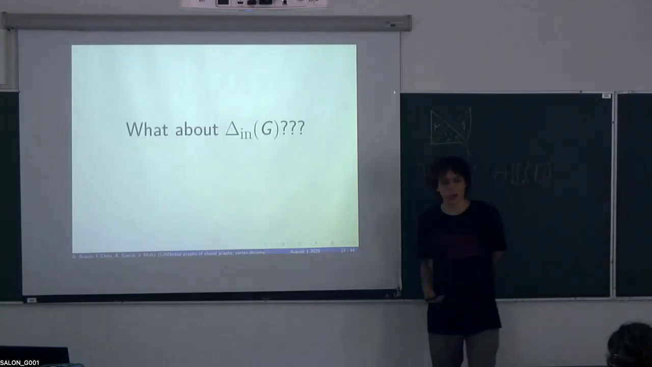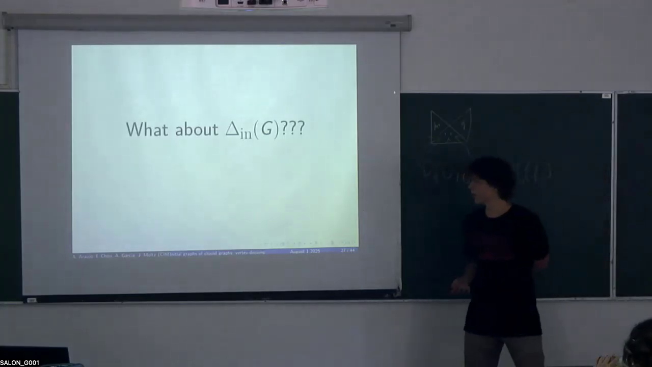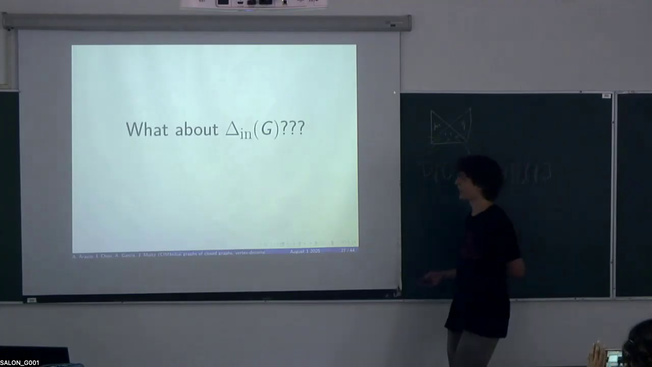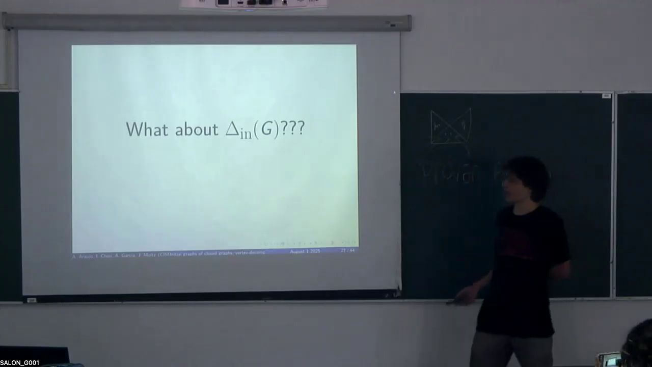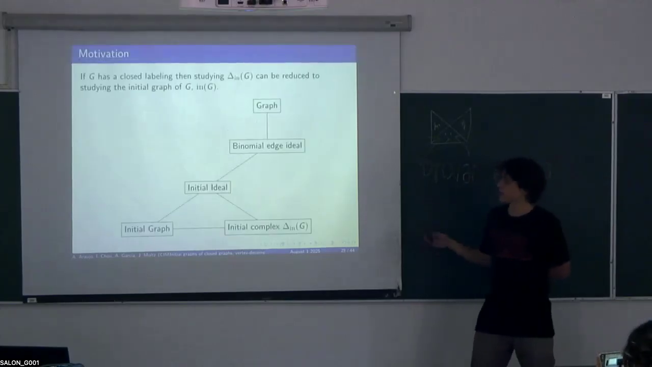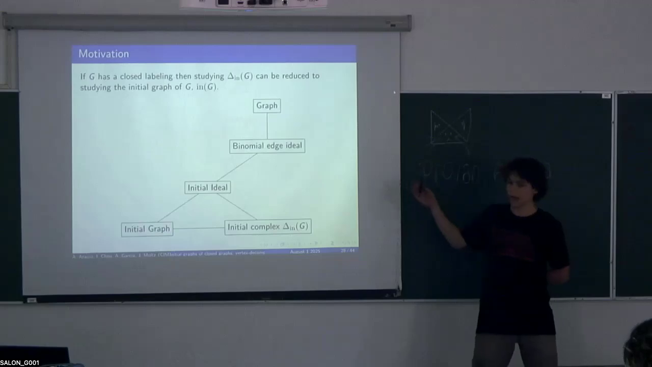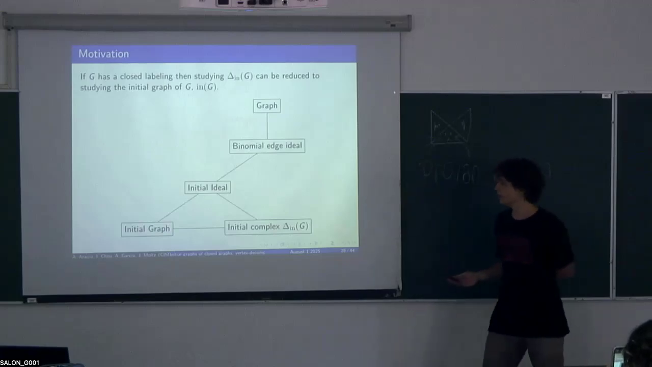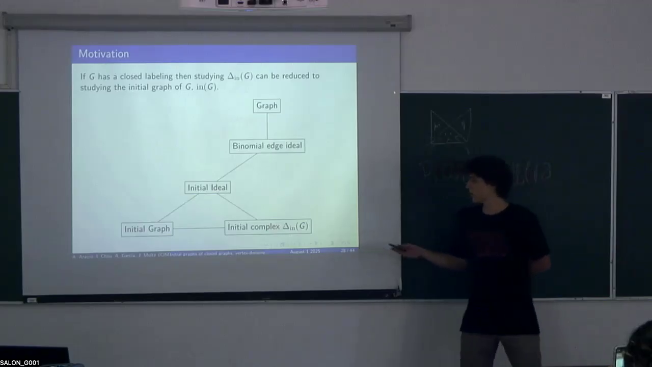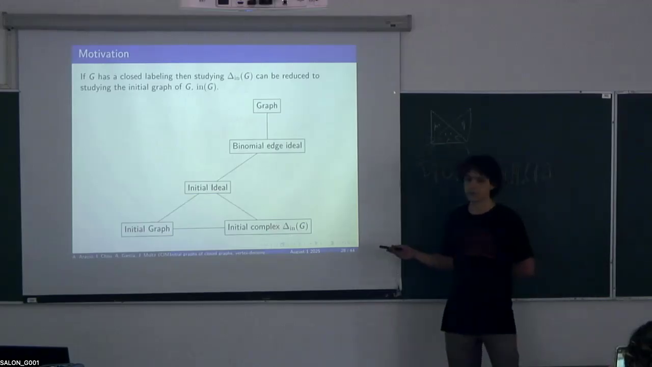So far, we've been talking a lot about delta gin, and we've been trying to keep cats away from the gin, which is good because no one wants drunk cats. But now we should talk about the delta in, right? And as we saw before, we can take a graph, we can turn it into some algebra by taking the binomial edge ideal, and then we can look at the initial ideal, and to make our life simpler, we can look at the initial complex delta in of G.